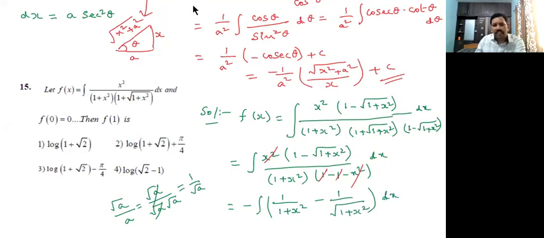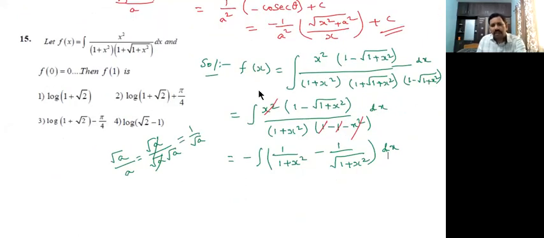Now what is integration of 1 by 1 plus x squared? That is tan inverse x minus, what is integration of 1 by under root 1 plus x squared? How to do that? Is any formula there directly? Secant inverse?